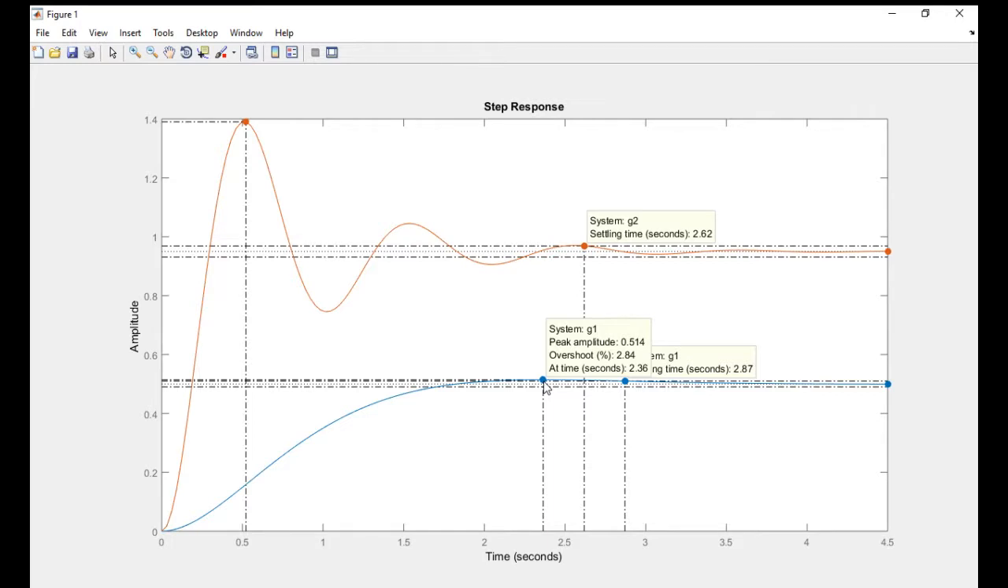Thanks for the comment. I'm going to respond to your comment in a while, but I want to hear from some other persons before I make that comment. Would it be safe to say the blue system, that is G1, would have a more steady response, or a more favorable response to our input, to our disturbance?